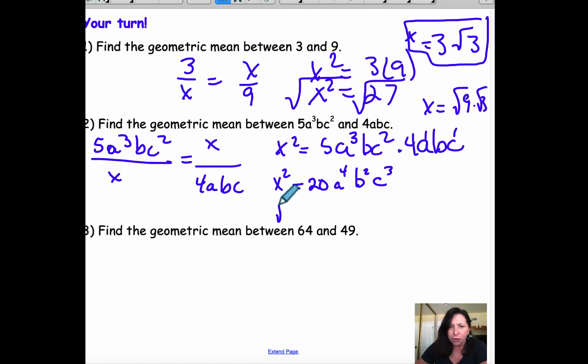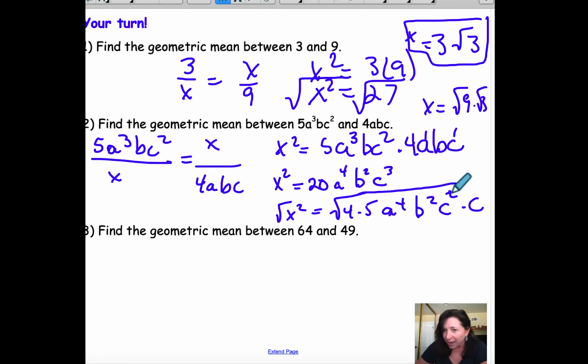So when I square root both sides, the square root of 20, I'm going to go back to 4 times 5. Go figure. And then we've got a to the 4th, b squared, and then c squared times c. See how I broke that up? The reason is because I'm looking for half powers. I'm trying to find what's going to make the most sense to find a half.